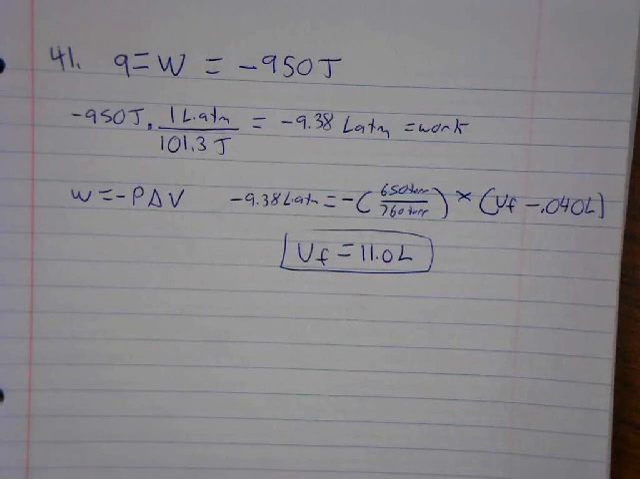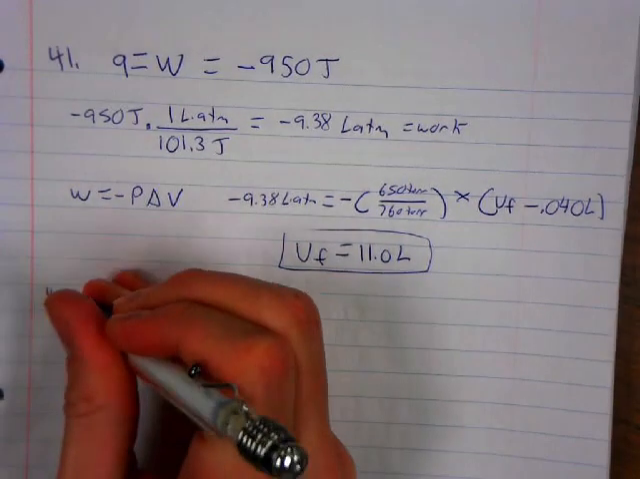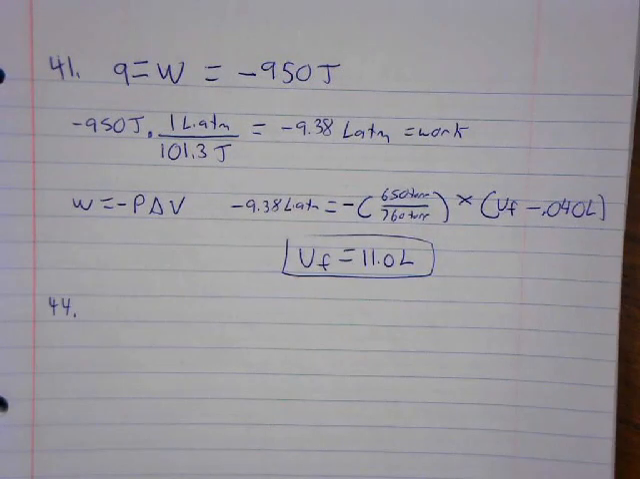Anything before 44? Okay, 44. We'll get to 51 eventually. Number 44. 1 mole of H2O gas at 1 atm and 100 degrees Celsius occupies a volume of 30.6 liters. When 1 mole of H2O gas is condensed to 1 mole of H2O liquid at 1 atm, 100 degrees Celsius, 40.66 kilojoules of heat is released.